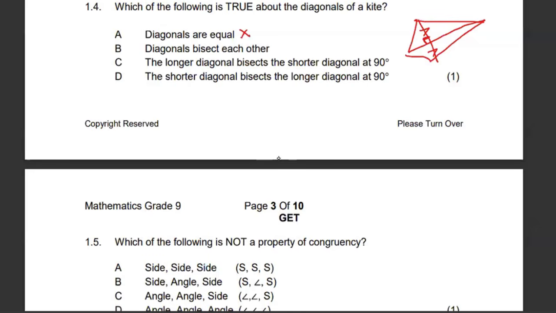Diagonals are equal, it's wrong. Diagonals bisect each other, nope. To bisect is to divide into two equal parts. It's not true, it's just one that is divided. The longer diagonal bisects the shorter diagonal at 90. The shorter diagonal bisects the longer, so C is the best option. Okay, this longer one bisects, it divides this into two.